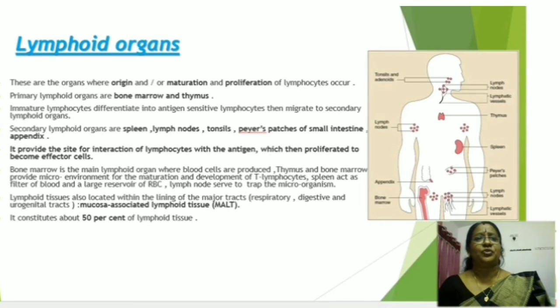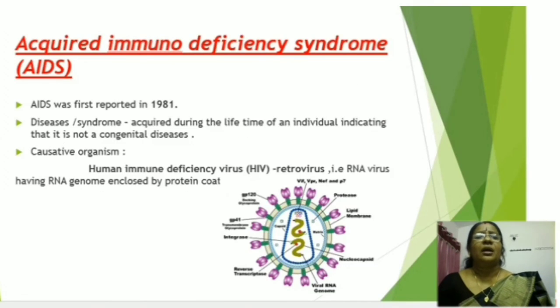Lymphoid tissues are also located within the lining of the major tracts such as respiratory, digestive, and urinogenital tracts. This is called MALT, mucosa associated lymphoid tissue. It makes up about 50% of lymphoid tissue. One diagram is here. The primary and secondary lymphoid organs are mentioned, and their positions are shown. So moving on to the next slide.